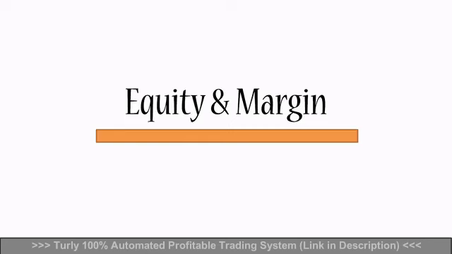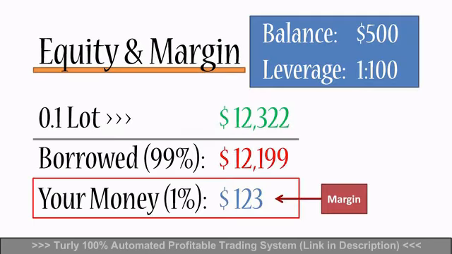Equity and margin. In the previous tutorial, we explored an example where we were opening a hypothetical order of 0.1 lots. Now, to create this transaction, we required $12,322. And because that was quite a substantial amount, we explored the concept of leverage. And in fact, we found that with a leverage of 1 to 100, we could borrow 99% of the required amount from the broker, and we would only be required to put in 1% or $123.